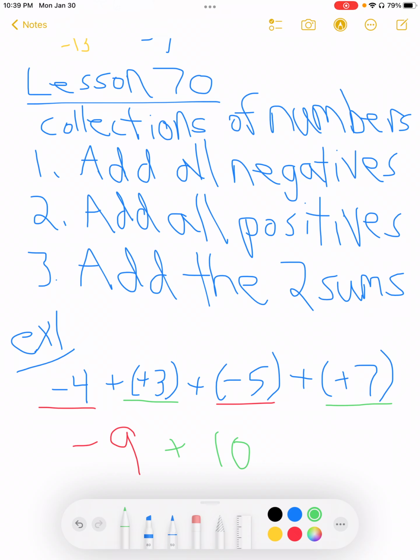So if we think about what's going on, that's like I owe somebody $9, so we can say it's minus 9. And then I'm giving them $10. So we would know we end up with plus $1. I'm just putting dollars in here to make it seem a little bit more concrete. Okay, so that's all that's happening there. So plus 1.